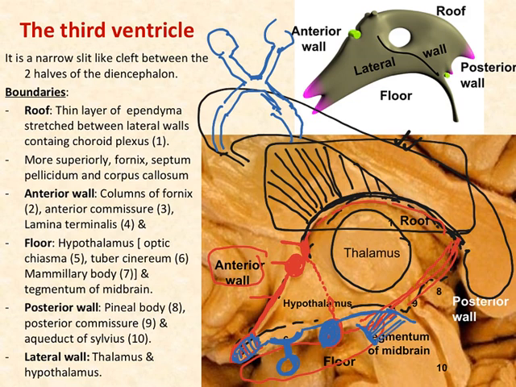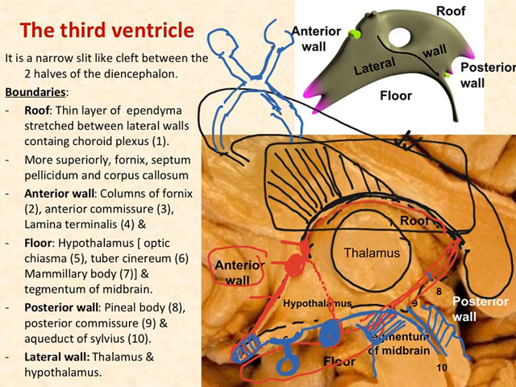The tegmentum of the midbrain is the ventral part of the midbrain, and you know that this is the cerebral aqueduct of Sylvius, which divides the midbrain into anterior part and posterior part. The posterior part is called tectum, and the anterior part is called tegmentum. So the tegmentum of the midbrain is the last structure to form the floor of the third ventricle. So again, to summarize, the floor of the third ventricle is formed by optic chiasma, tuber cinereum, mammillary body, and tegmentum of the midbrain. What about the posterior wall of the third ventricle?